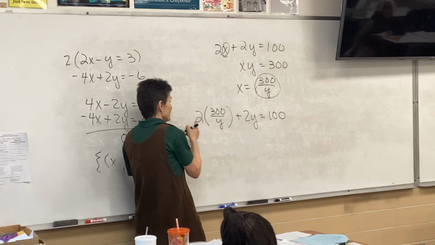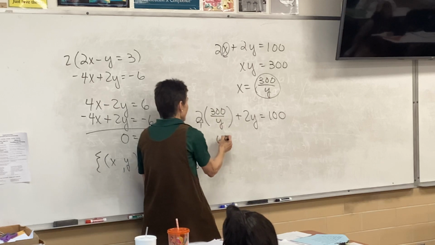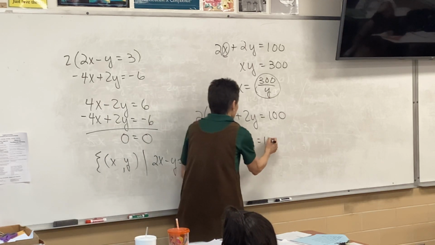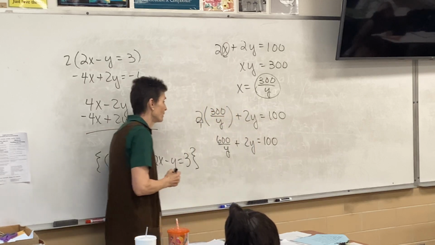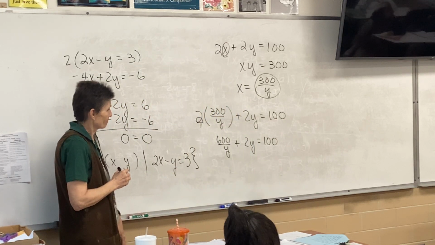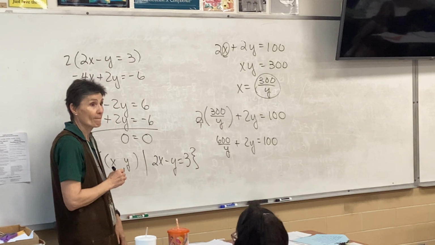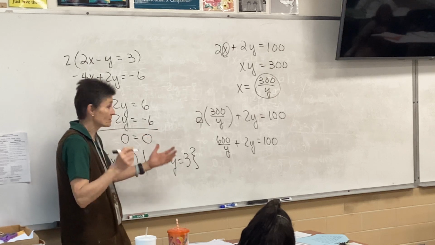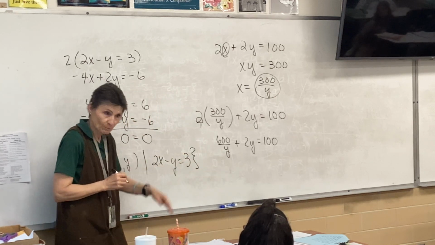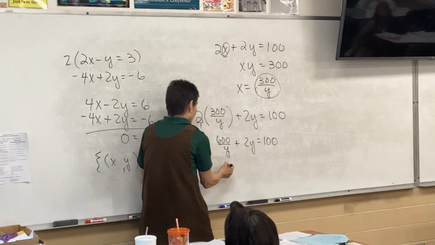Now remember guys, this is 2 over 1. Don't be silly. This is 600 over y plus 2y equals 100. What in the world are you going to do with that? Bet you you'll tell me. I will, but I'd rather you took a stab at it. What do we always do when we got a fraction sitting in the middle of an equation? Get rid of it. So we'll multiply everything by y.